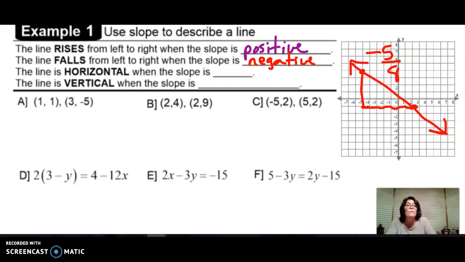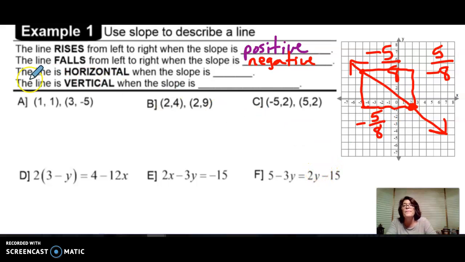If I wanted to go up first from this, I would go up 1, 2, 3, 4, 5, and that's a positive move, but then I'd have to go to the left 8. 1, 2, 3, 4, 5, 6, 7, 8, and left is a negative move. Either way, negative 5 over 8, 5 over negative 8, we just call that negative 5/8.